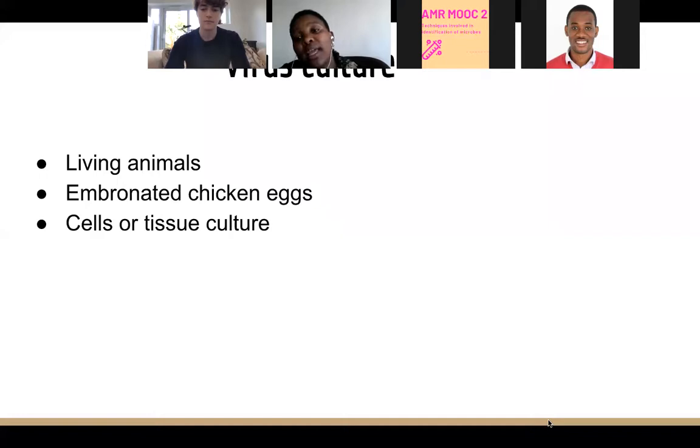So depending on the part of an organism which supports the growth of the virus, you can go further. For example, if the virus tends to attack the liver cells, you can isolate the cells and grow them in culture, and you can use the cells to isolate the virus of interest. So we have cells and tissue culture, live animals, and embryonated chicken eggs. These are the ways that are commonly used to grow viruses.